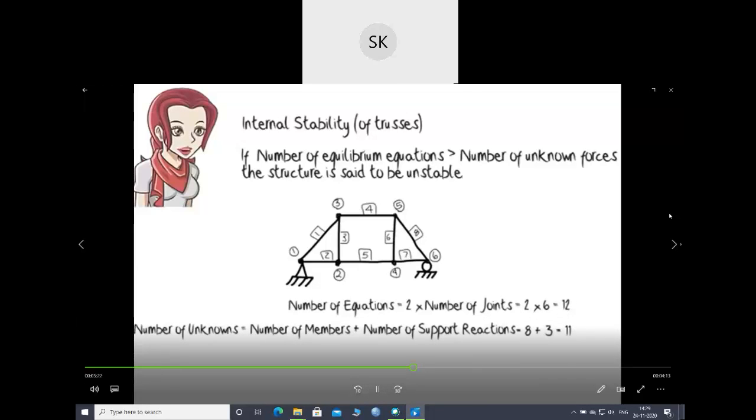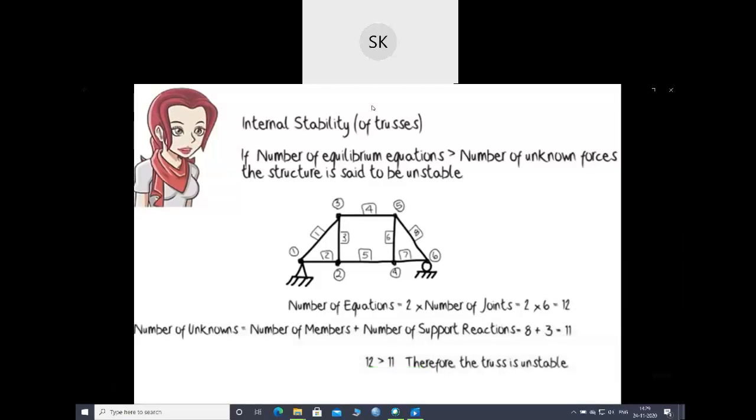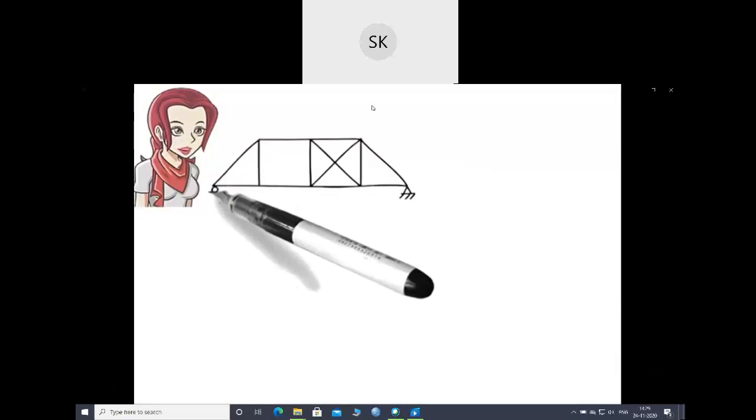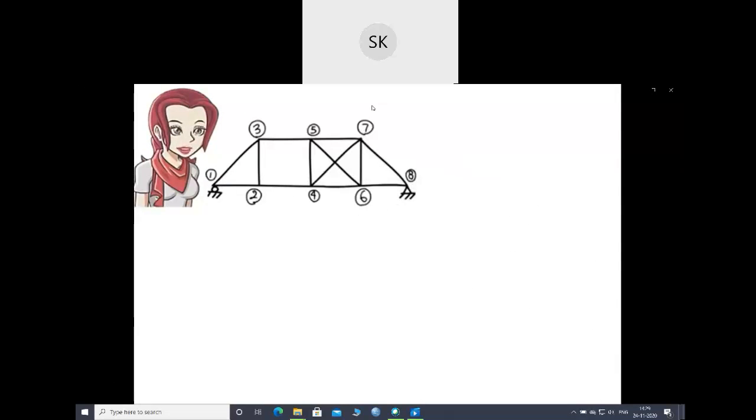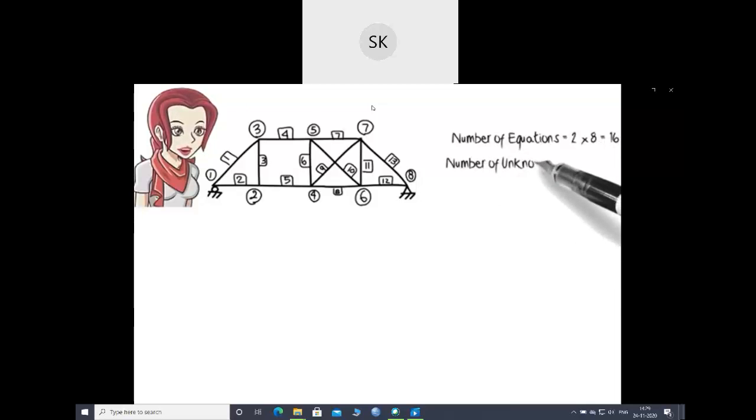If the number of equations turns out to be greater than the number of unknowns, then we conclude that the truss is unstable. This counting technique, however, does not work in all cases. For example, consider this structure. The truss has 8 joints and 13 members. Therefore, the number of equations equals 2 times 8, or 16, and the number of unknowns equals 13 plus 3, or 16. Clearly here, the number of equations does not exceed the number of unknowns, yet the structure is unstable.